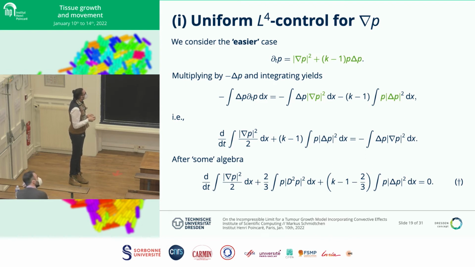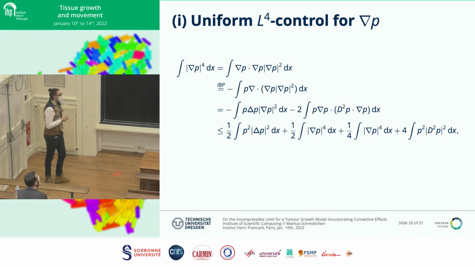And this gives you some control of the Laplacian and the second derivative on the support of p. And then the other one is a neat trick that Benoit and Noemi discovered. So if you take the L4 norm of the pressure gradient, you can write it as a gradient squared times a gradient squared, of course. And then we integrate by parts, so we move the gradient onto this guy. And if we expand all the terms, then this is what's left.